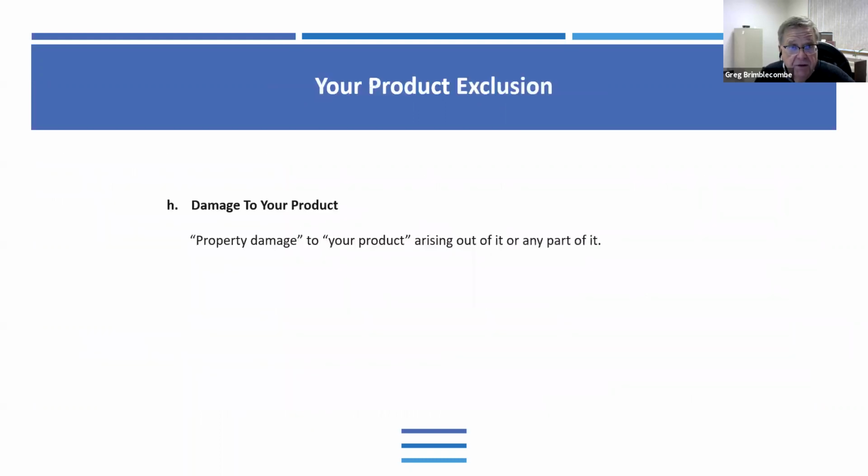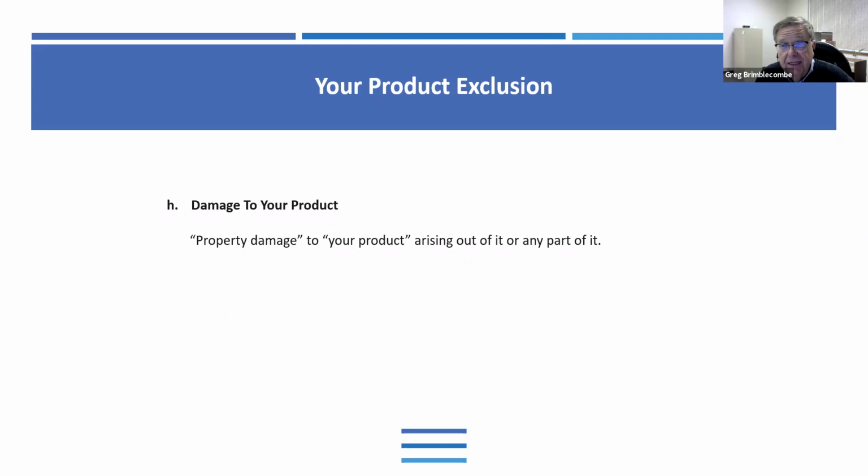Moving forward, we come to the your product exclusion. Again, a really simple one and easy to follow. The difficulty you encounter here is that the claim isn't being made as a result of your product being faulty. So if you supplied the windows, nobody's suggesting that the windows are faulty. They're saying the installation is faulty. That exclusion won't apply. That doesn't help you.